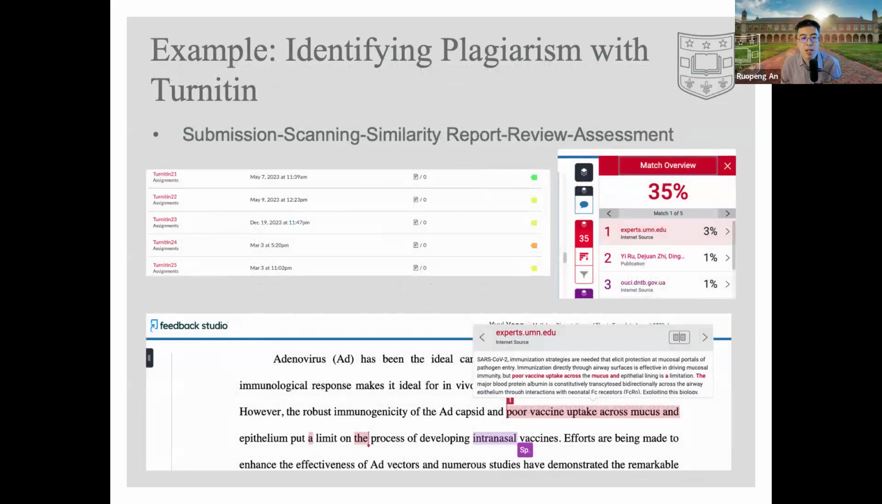Okay, so here is an example of a submission scanned by Turnitin with a similarity report. Many of our faculty and students have probably used Turnitin features, so you may all be familiar with this kind of tool. It gives you the extent to which a certain paragraph or sentence or part of a sentence overlaps with existing content in the database.